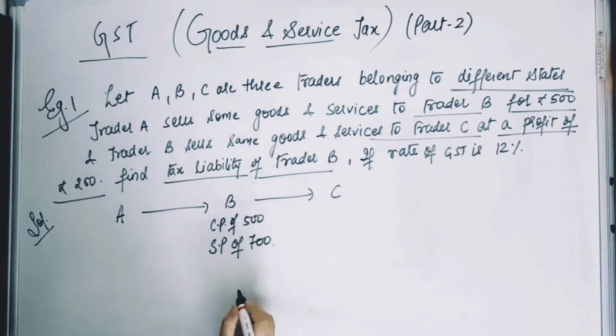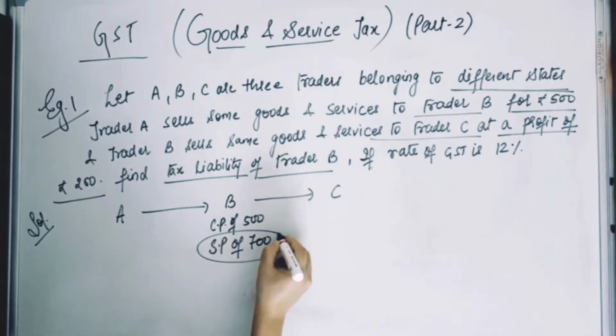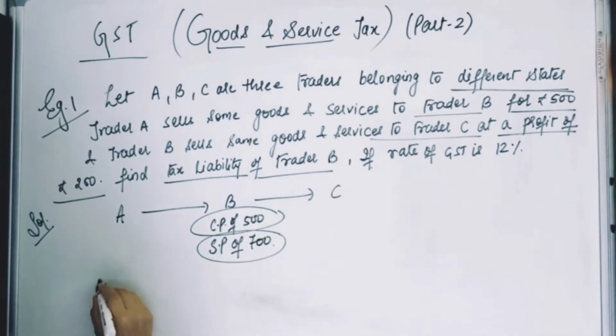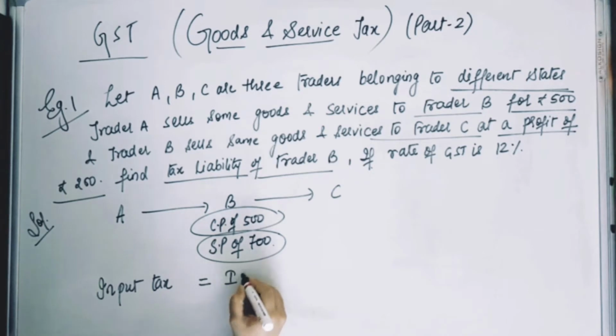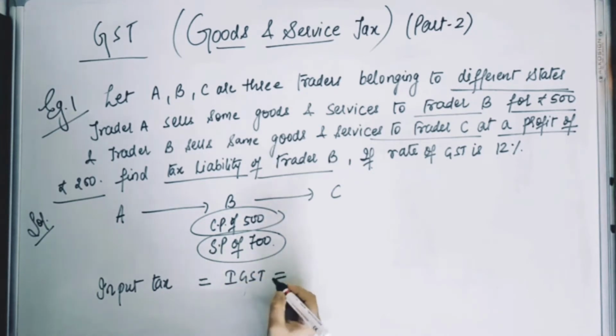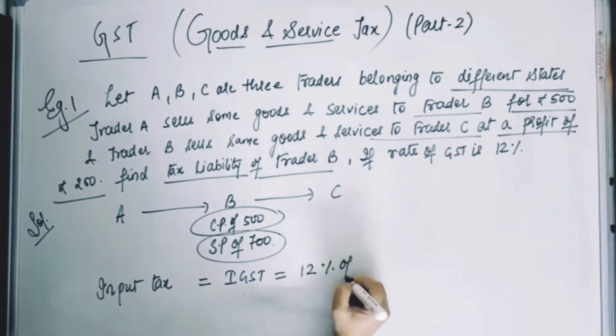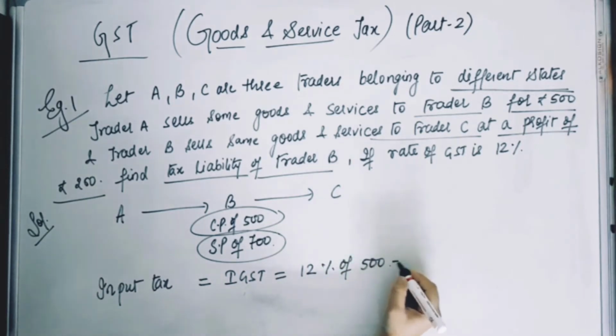So we have to calculate tax liability. What is the formula of tax liability? Output tax minus input tax. So output tax will be calculated on the sale of goods and input tax will be calculated on the purchase of goods. So input tax will be IGST, because this is a case of different states. If it were the same state, we would calculate CGST and SGST. So IGST will be 12% of 500.